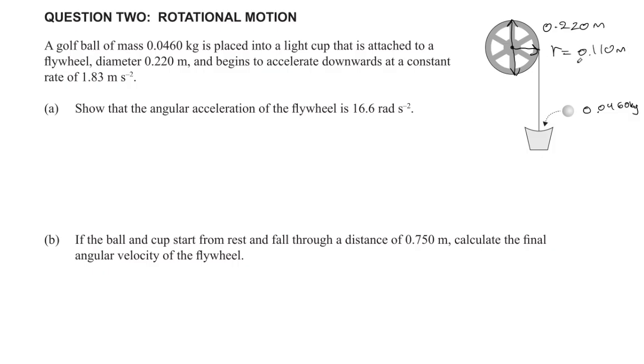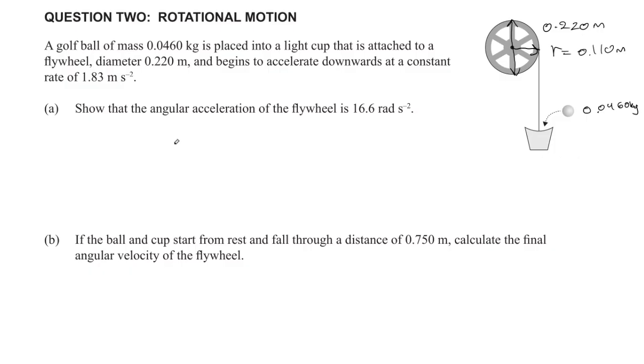We're never going to use the diameter value. They're just trying to trick us by saying diameter instead of radius. Be careful, you always want to have the radius. Anyway, it begins to accelerate downwards at a constant rate of 1.83 meters per second squared. Because of this meters, we know that this is the linear acceleration. So we have to show that the angular acceleration of the flywheel is 16.6 radians per second squared.